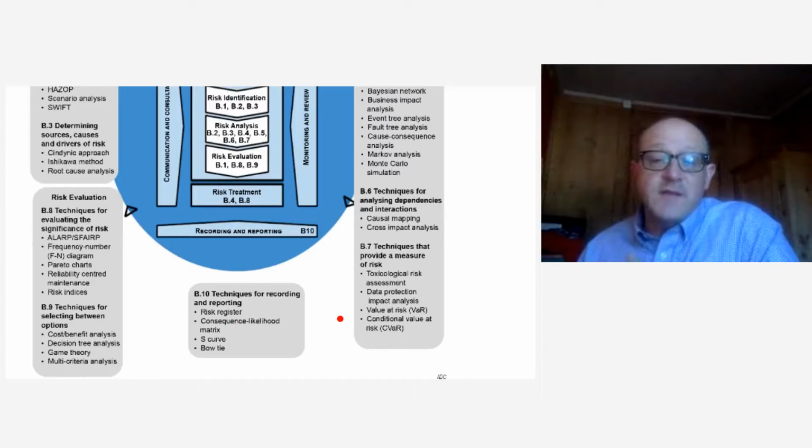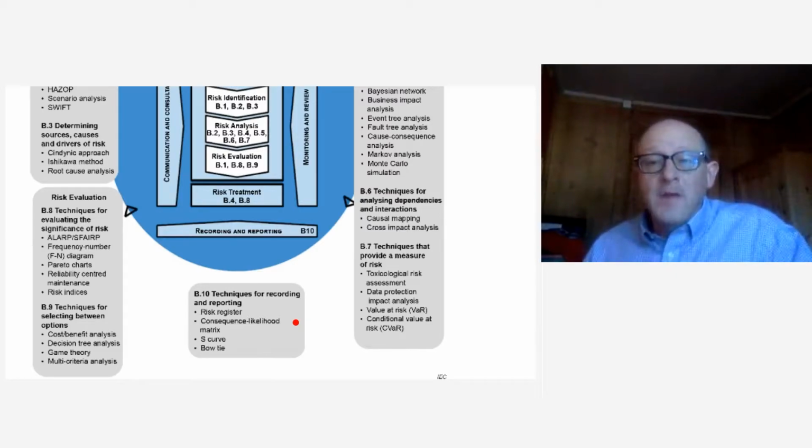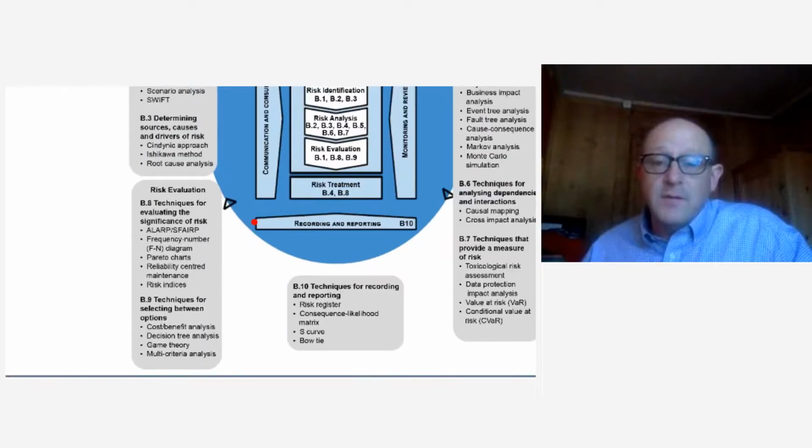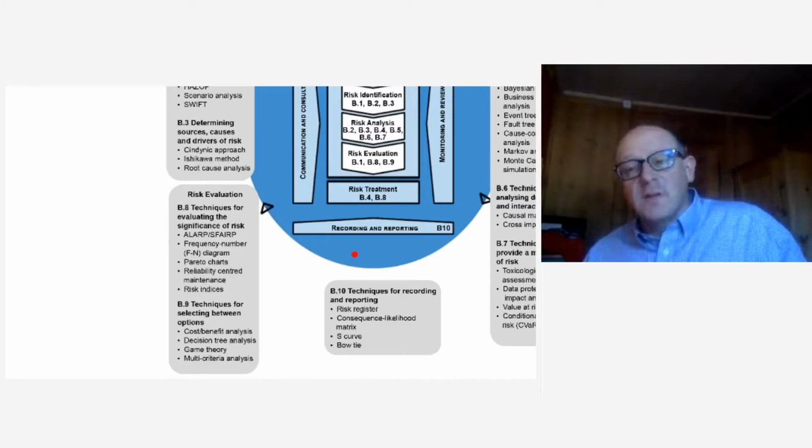Then we have techniques for recording and reporting, risk register, a lot of things have already been used. Bow tie can be used. So there are quite a few techniques there. Then for the risk evaluation part, we have the significance of the risks. And then we have ALARP, as low as reasonably possible, Pareto charts, risk indices. So that gives us some techniques as well.